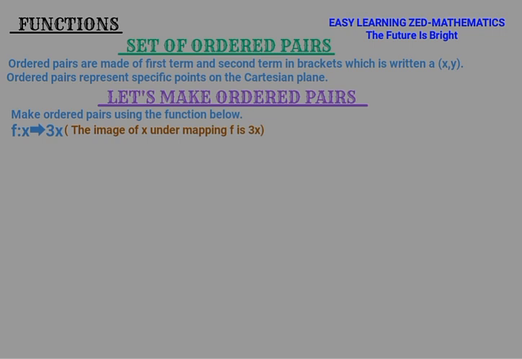Okay, now let's look at the input. The input values are -2, -1, 0, and 1. These are the input values. Okay, so let's go. What I'm going to do now is make a table like this.